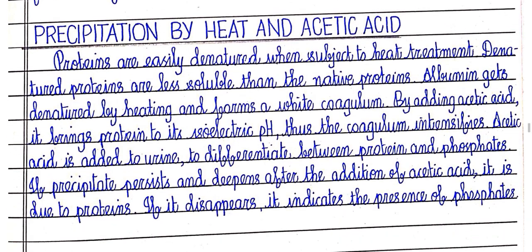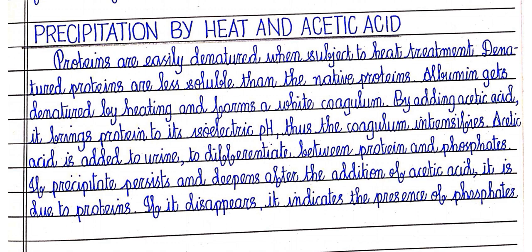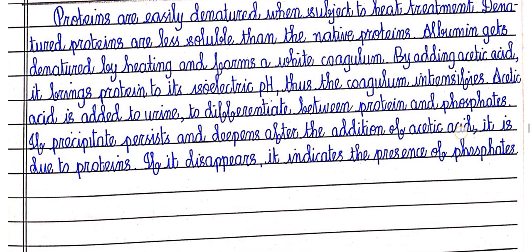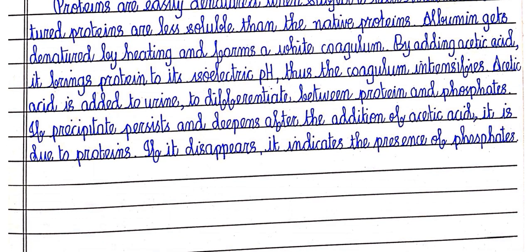Precipitation by heat and acetic acid. Proteins are easily denatured when subjected to heat treatment. Denatured proteins are less soluble than the native proteins. Albumin gets denatured by heating and forms a white coagulum. Adding acetic acid brings protein to its isoelectric pH, thus the coagulum intensifies. Acetic acid is added to urine to differentiate between protein and phosphate. If the precipitate persists and deepens after the addition of acetic acid, it is due to proteins. If it disappears, it indicates the presence of phosphates.